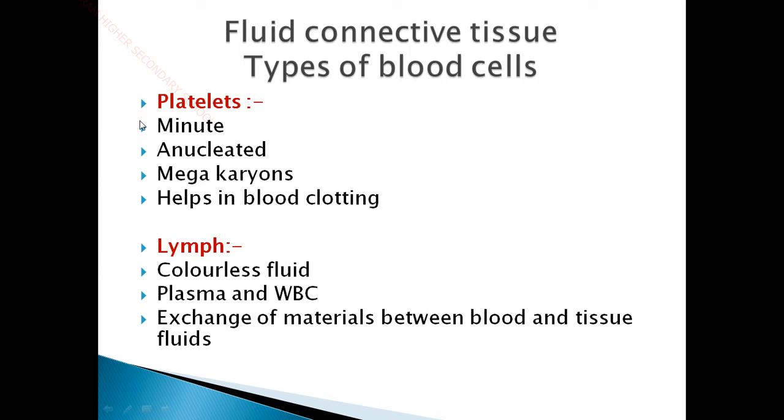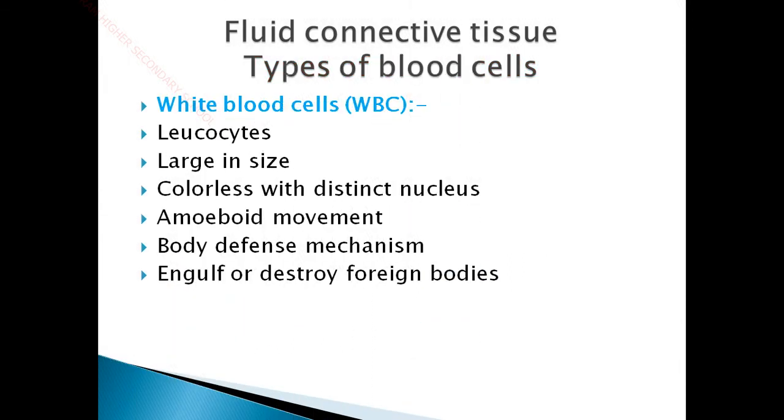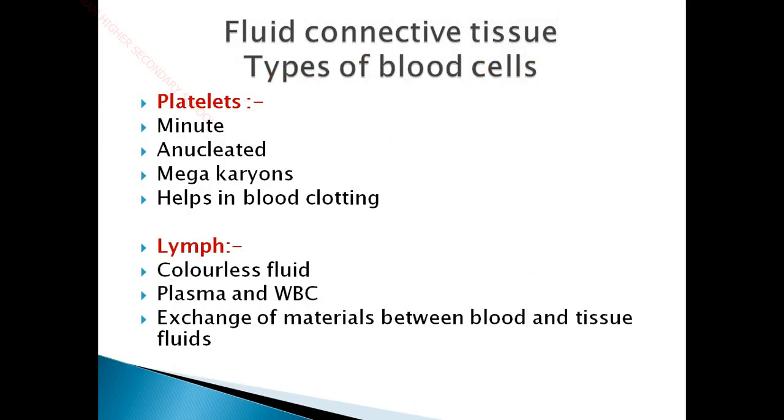These are the 3 types of fluid connective tissue: red blood cells, white blood cells, and platelets. These are the 3 types of cells which form the tissue, blood. And next comes lymph. Lymph is also a colorless fluid and it consists of plasma and WBC.